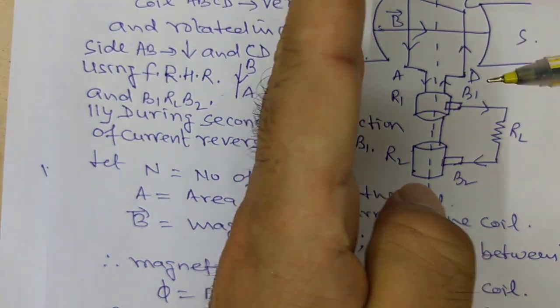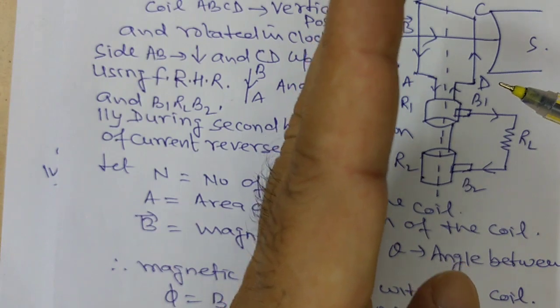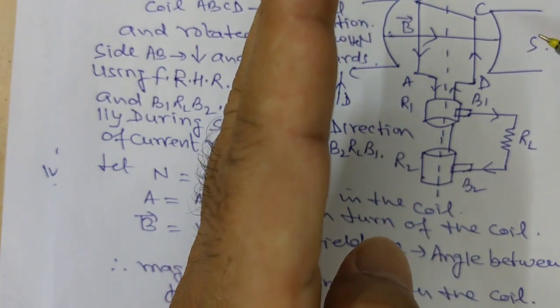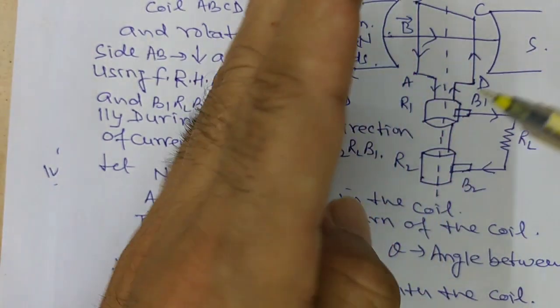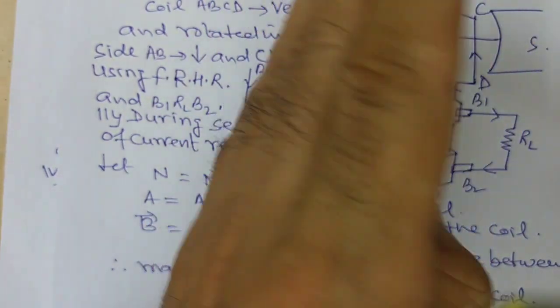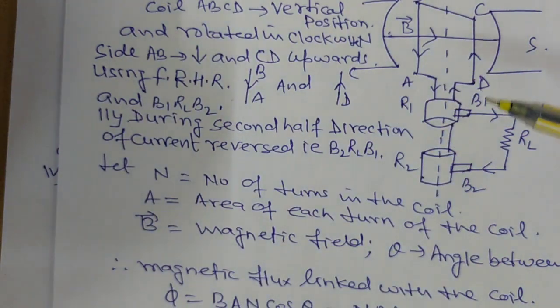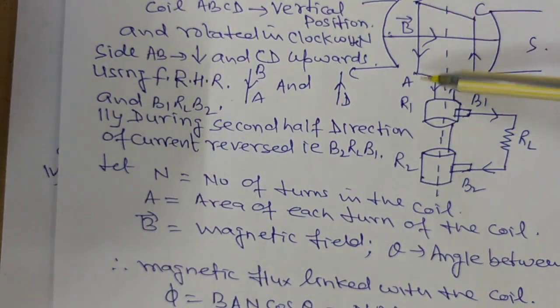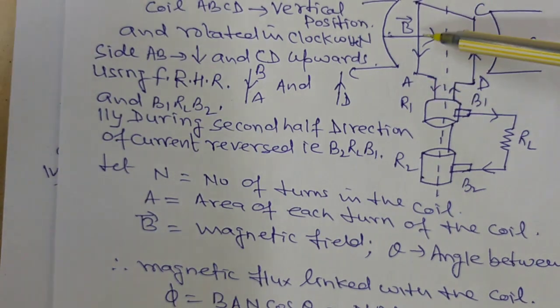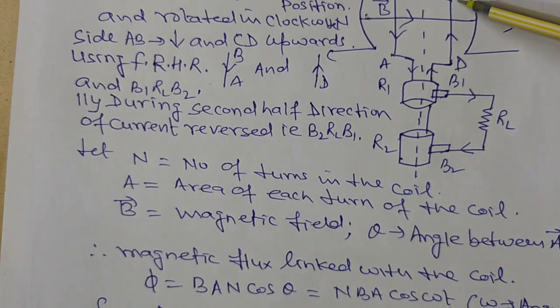यदि हमारी ये आर्मेचर कॉइल ABCD, this side AB, and this armature coil rotates clockwise, then side AB goes downward, this side goes downward, right? And by using this Fleming right hand rule, the direction of current in the arm BA is from B to A, right? And the direction of current in the arm CD is from D to C.